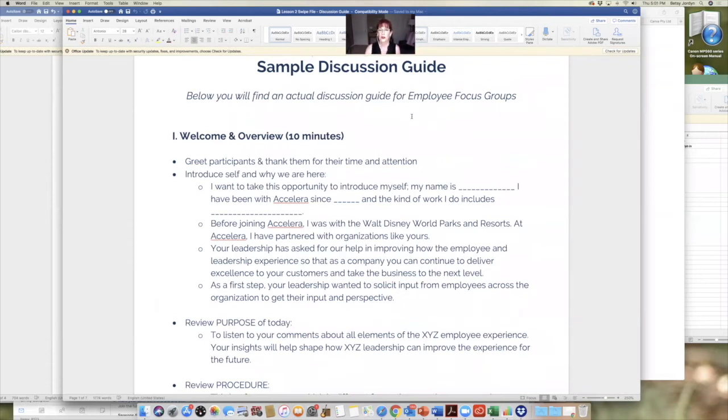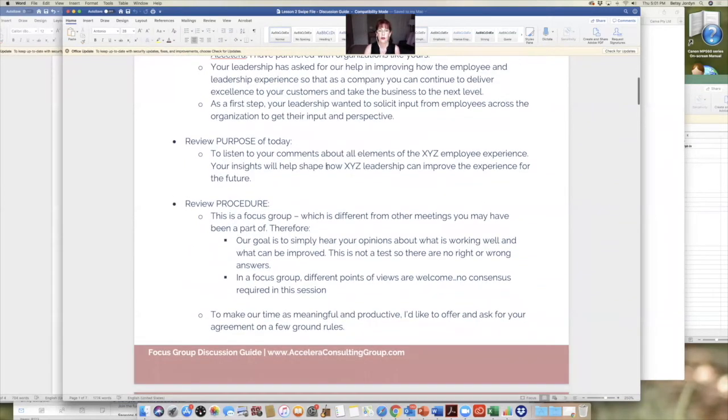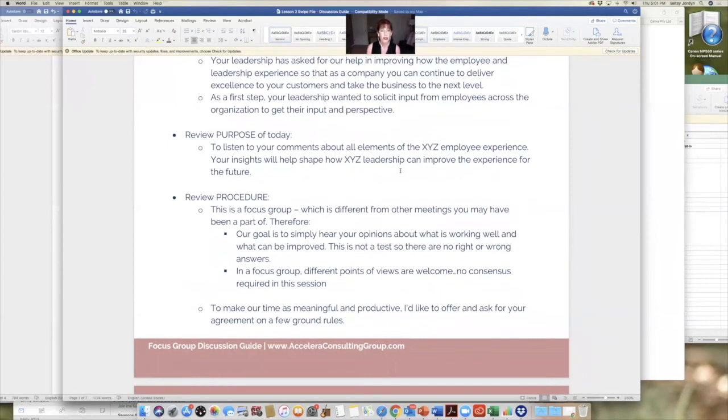One of the first things whenever you're getting into an interview or focus group is to introduce yourself and share a little bit about your background and why you're there. Then you talk about the purpose: what is the purpose of this particular interview or focus group, what are we going to do, and what the leader is going to do afterwards. For example, with this one, it says, your insights will help shape how XYZ leadership can improve the experience for the future. So they want to listen, and they want to shape it for the future. You have to say, you're going to make a difference when you're here. This context is everything. If you don't get this right, nobody's going to start talking, especially in a focus group.